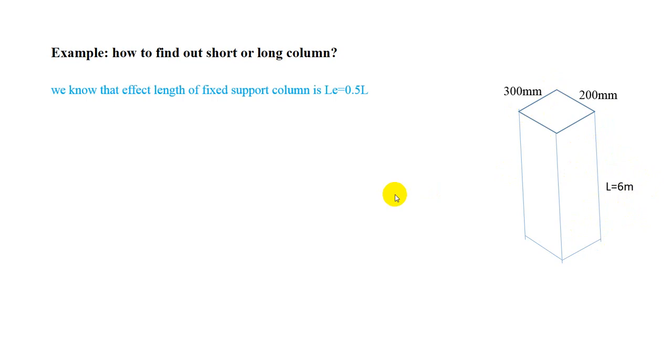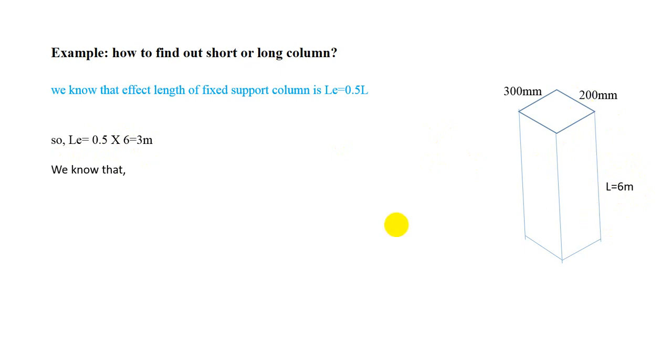Here we all know that the effective length of a fixed supported column is LE equal to 0.5L. The reference is Strength of Materials by Singer. So the effective length of a fixed supported column is LE equal to 0.5L. I mean, what will be the effective length? 0.5 times the total length, or total height, of the column. So LE equal to 0.5 into 6 equal to 3 meters. So our effective length is 3 meters.